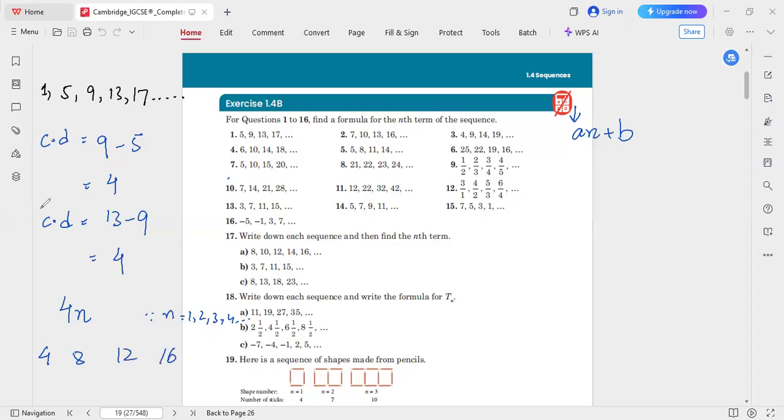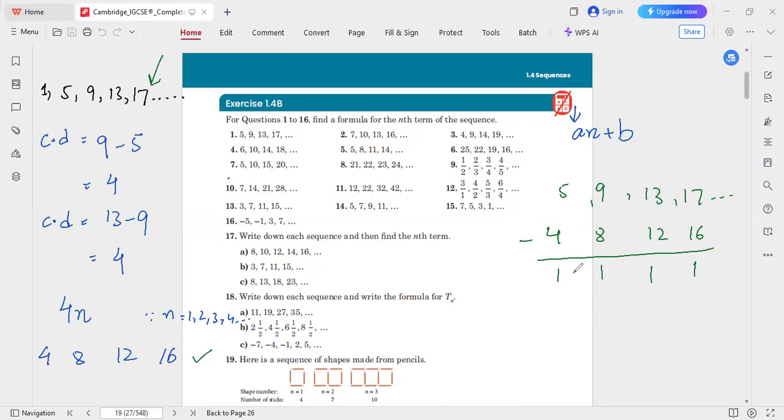After this, you write down the sequence that they gave us already, which is 5, 9, 13, 17, and so on. Under this, you write down the sequence that you made by 4n, and it's 4, 8, 12, 16. After writing this, you subtract both sequences' numbers: 5 minus 4 is 1, 9 minus 8 is 1, 13 minus 12 is 1, 17 minus 16 is 1.